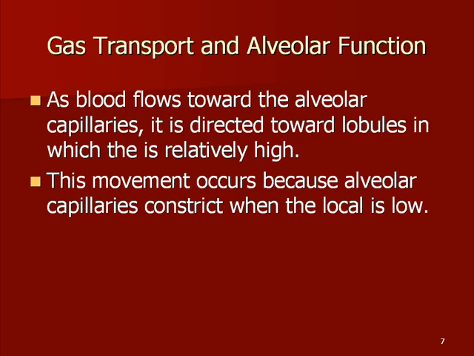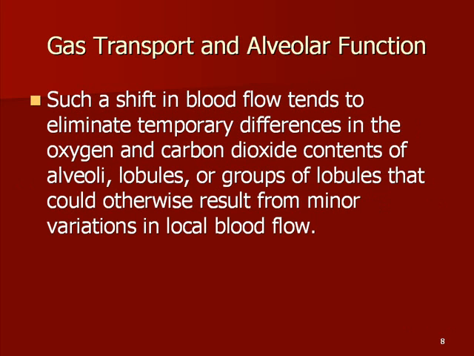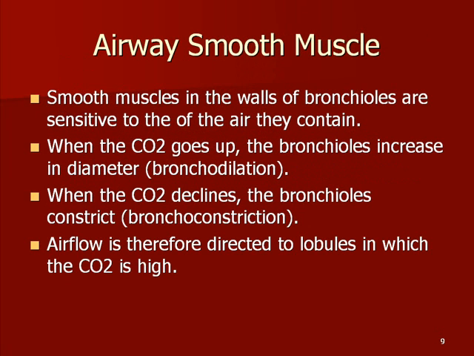As blood flows toward the alveolar capillaries, it is directed toward lobules in which the relative levels of CO2 are high. This movement occurs because alveolar capillaries constrict when the local areas of oxygen are low. Such a shift in blood flow tends to eliminate temporary differences in the oxygen and carbon dioxide content of the alveoli, the lobules, and groups of lobules that could otherwise result in minor variations in local blood flow.